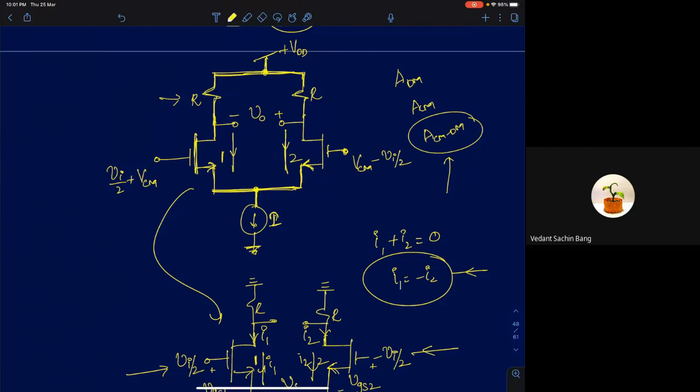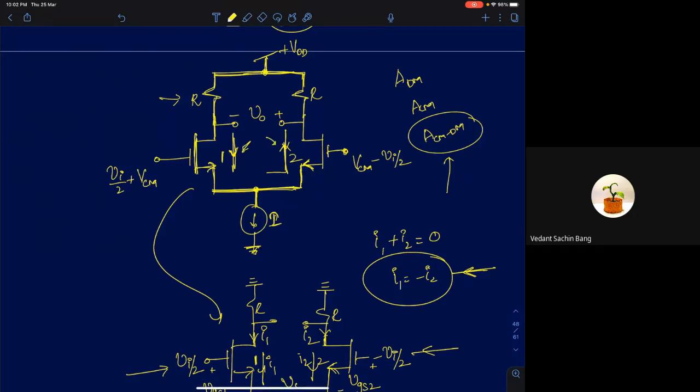If I say the current in M1 is increasing, what should happen to the current in M2? Look at the sign, it has to decrease, and by the same amount. That's what this equation is telling us. It's a very interesting result. By virtue of this current biasing, any increase in I1 should be exactly equal to a decrease in I2. And that's a differential operation, right?